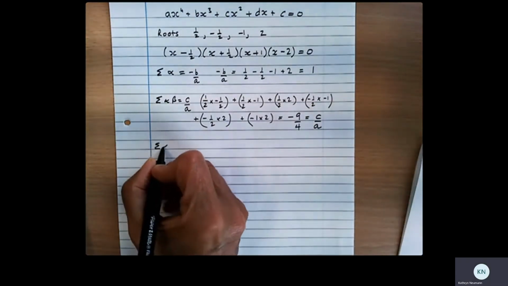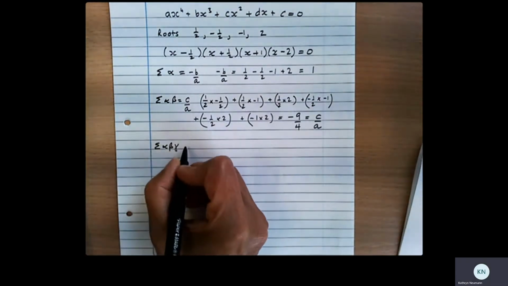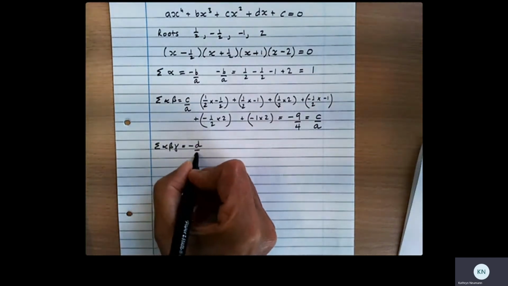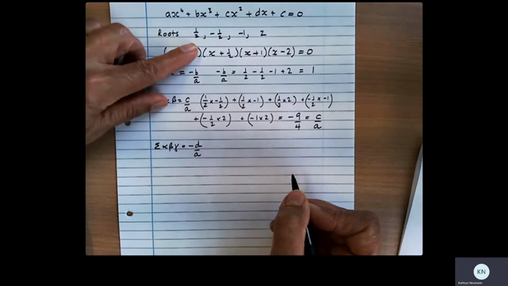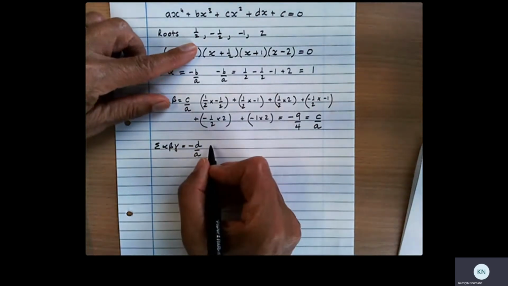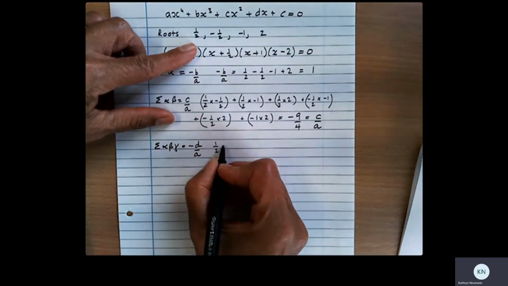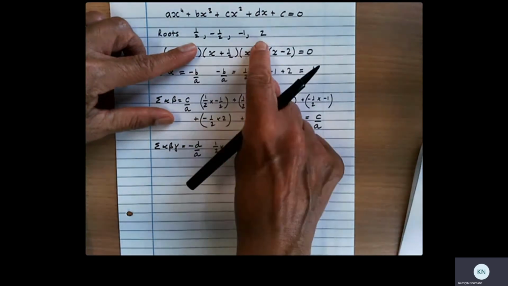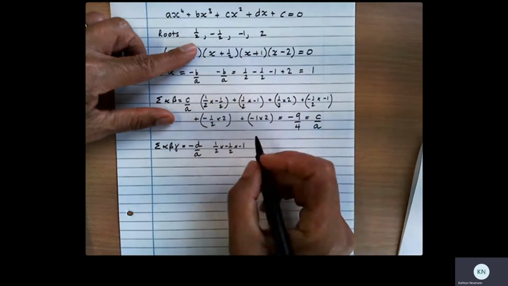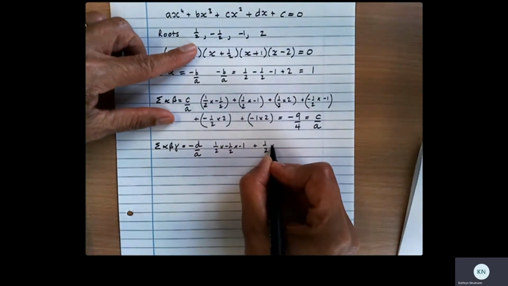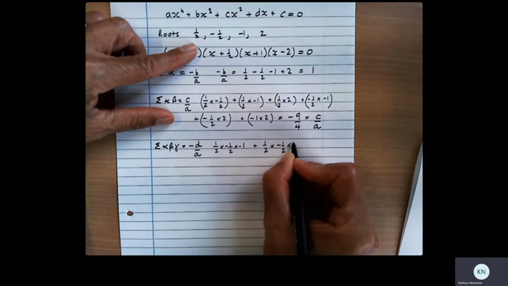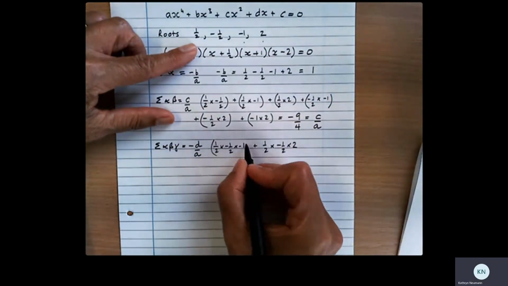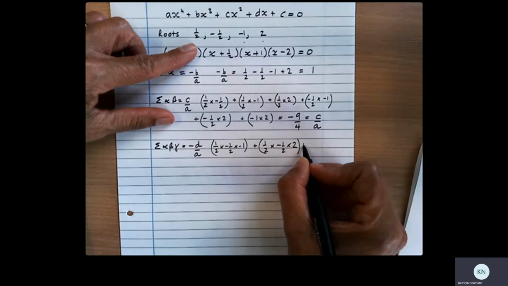Taking the roots in threes, alpha, beta, gamma, that is equal to minus d over a. So taking them in threes, you can think of missing one out each time. So that's going to be a half times minus a half times minus 1. So that one I missed out the 2. Then it's going to be a half multiplied by minus a half multiplied by 2. So I missed out the minus 1. Maybe use some brackets to make this nice and clear.